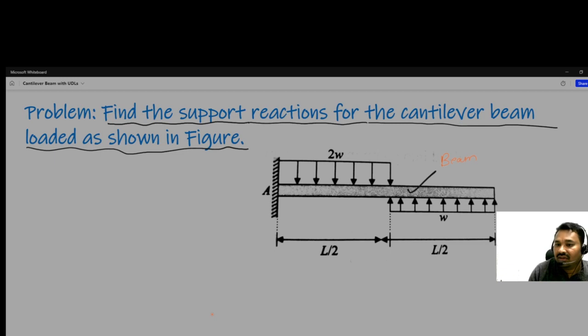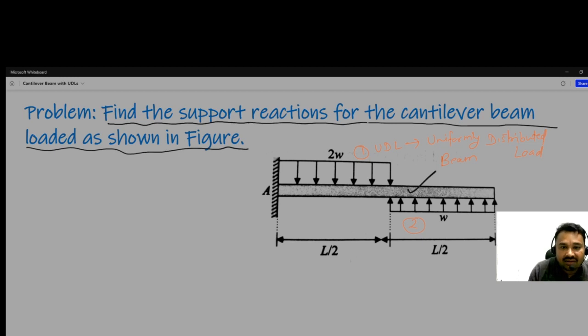And it is loaded with two UDLs. This is the first UDL and this is the second UDL, meaning uniformly distributed load. This first one is acting in the downward direction, but the second UDL is acting in the upward direction from the bottom side of the beam.